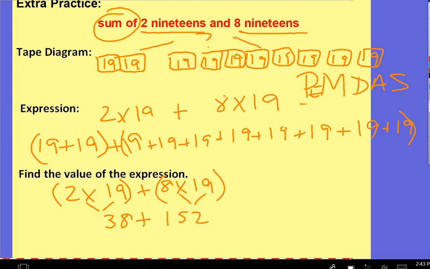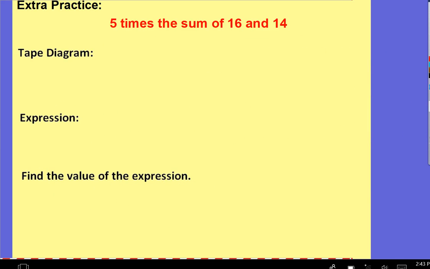Now I can go through and look. I don't have any exponents. I've done my multiplication and division, so now I'm at adding and subtracting. So I have 38 plus 152, and that is equal to 190. Okay, so let's take a look at one more. Actually, I think there's several more. This time we have 5 times the sum of 16 and 14. So when I start out, I'm going to have the sum of 16 and 14.